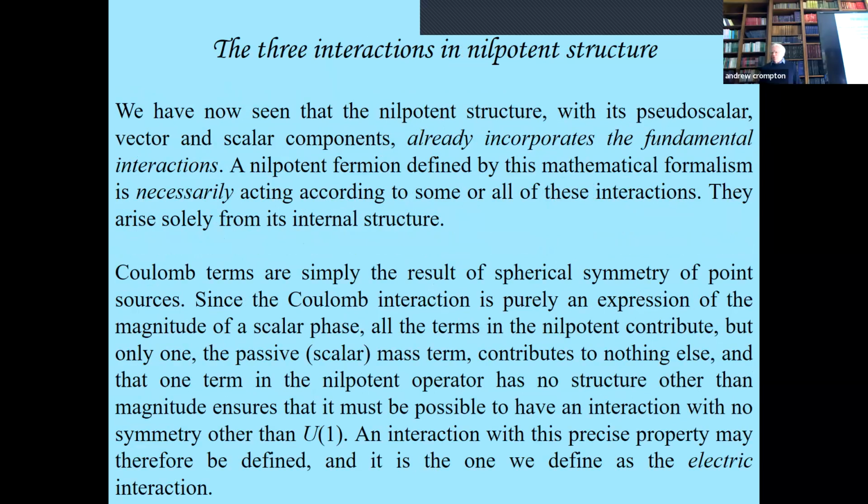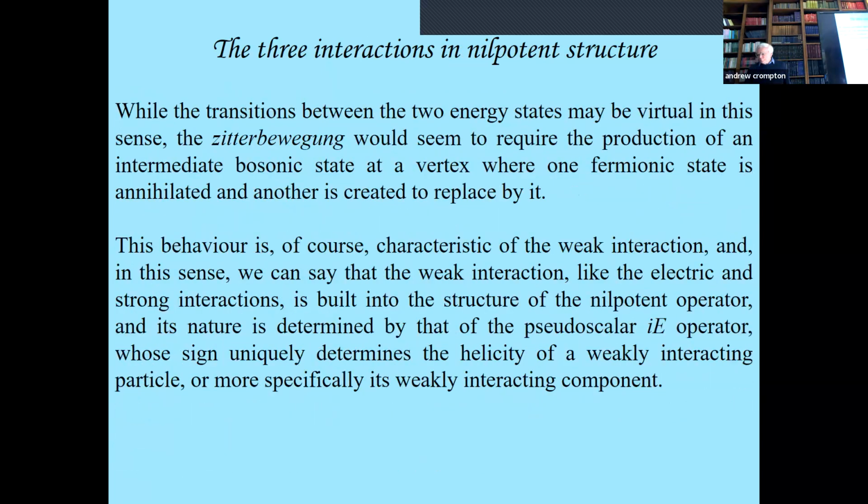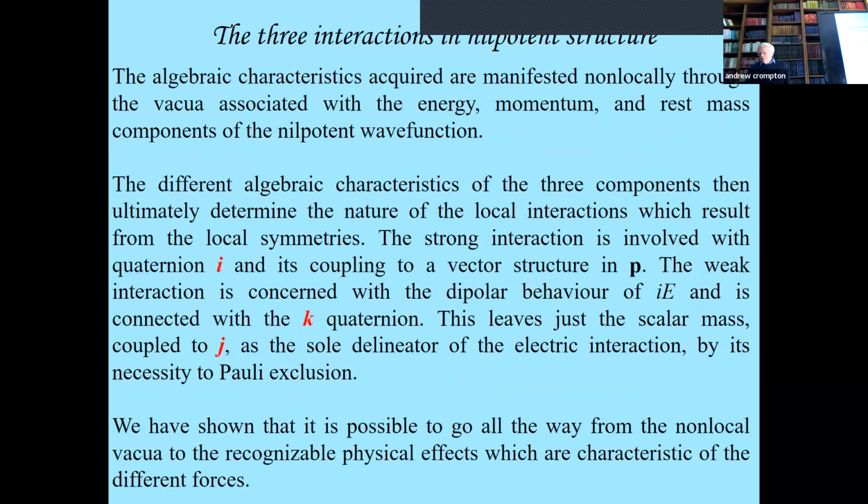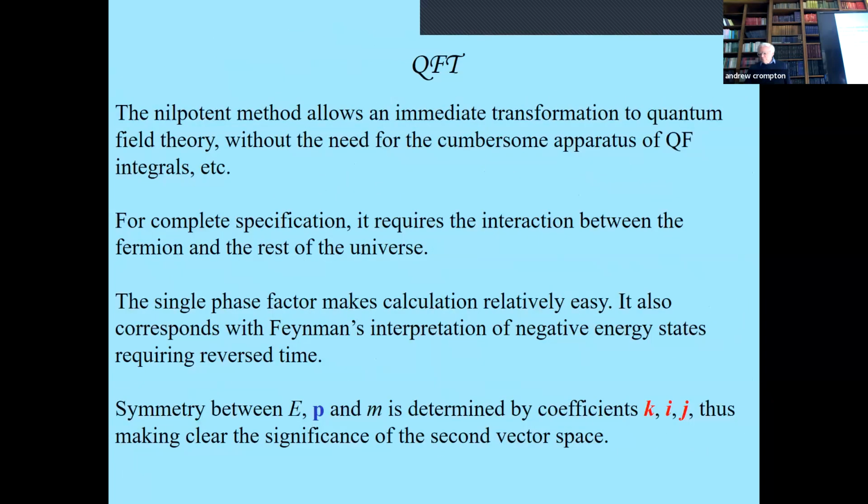So we see the nilpotent structure with its pseudoscalar, vector, and scalar already incorporates the fundamental interactions. This is half of the standard model, the fundamental interactions. And I'm explaining where they come from and how they fit in. I'm not going to go into the details again. Quantum field theory is the easy transformation, because we're already using annihilation and creation. We don't need a dagger and an a, we don't need all that, because we've already got annihilation and creation in it.